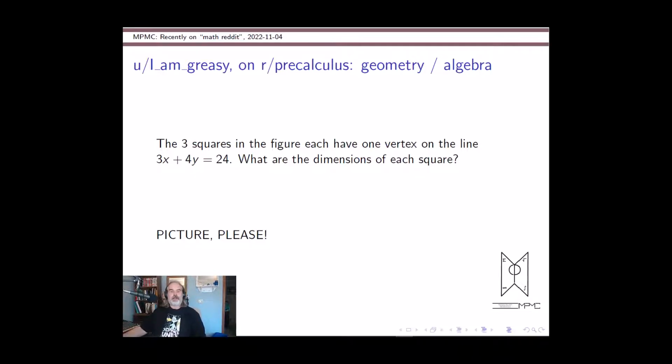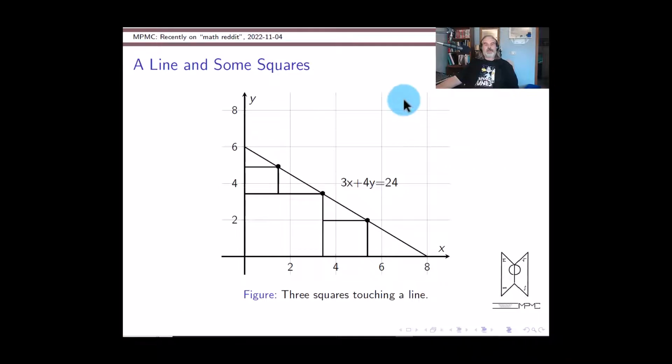So this problem involves a line and 3 squares, and it's posed as, here are 3 squares on a figure, which you'll see in a second. Each one has a vertex sitting on a particular line, 3x plus 4y equals 24, and based on the positioning of the squares with the line, we have to decide on the dimensions of each square. This is what the picture looks like.